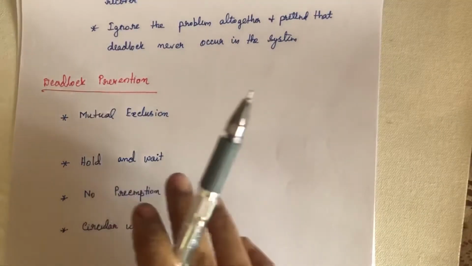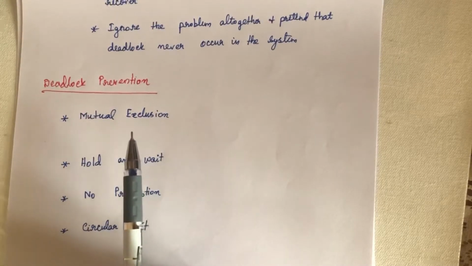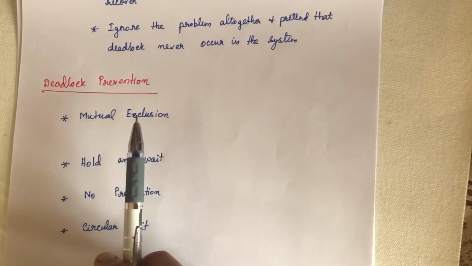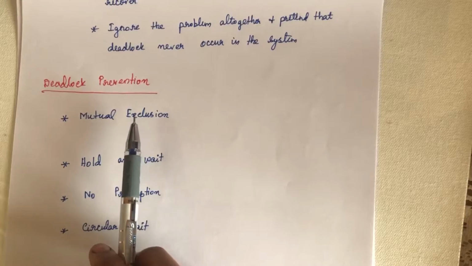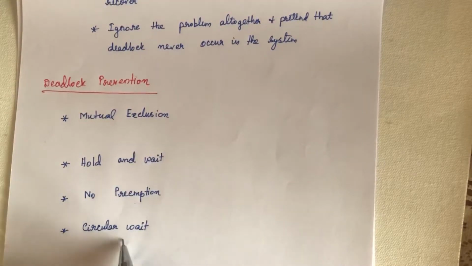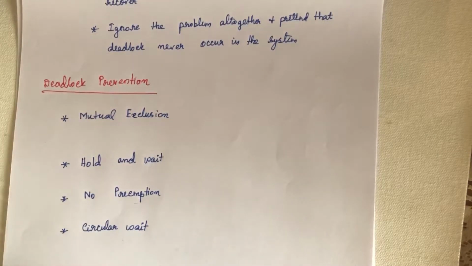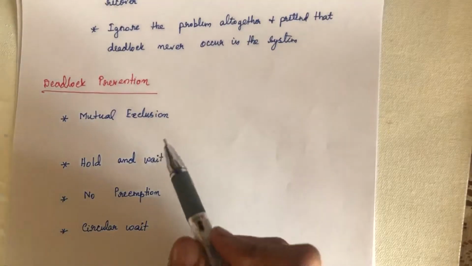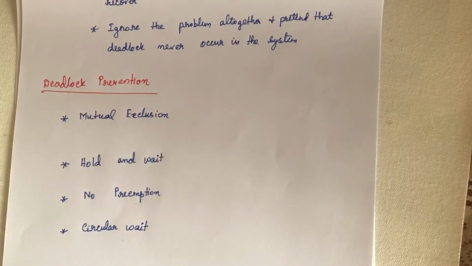Next, coming to the deadlock prevention method. As I have told you, you can prevent deadlock by ensuring that any one of the necessary conditions cannot hold in the system. If any of the 4 conditions cannot hold, then we can prevent the occurrence of a deadlock. So first we will see the first condition, that is mutual exclusion.